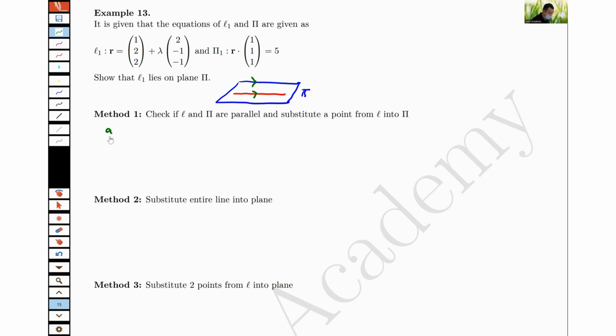So let's start with A. Check number A. Is L parallel to pi? How to check that? Take the direction of L, I call it M. We try to dot with N, which is a normal vector here. Direction vector is 2, -1, -1. We do dot product with that 1, 1, 1. Work out the dot product to show that you will get a 0. So therefore, we will say that M is perpendicular to N, which means that L is parallel to pi.